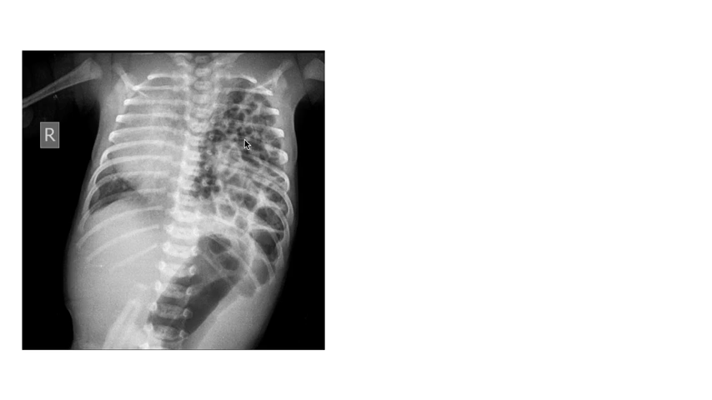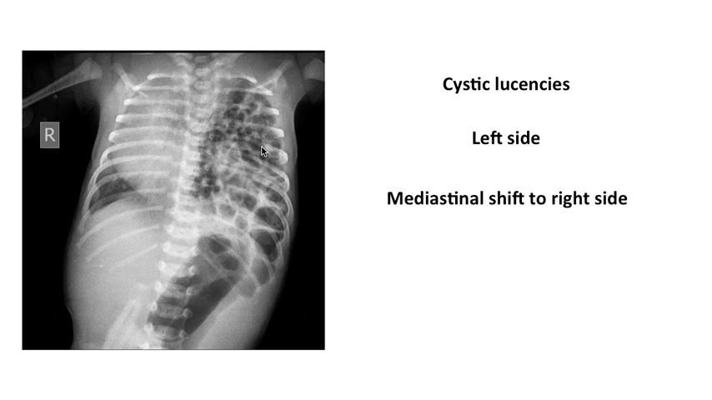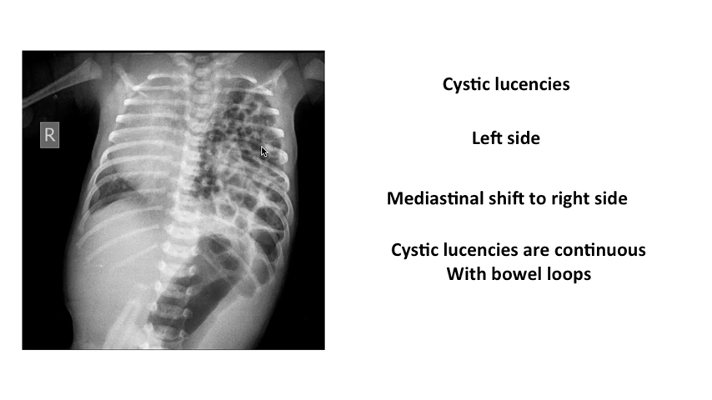So these are cystic in nature, right? So cystic lucencies, multiple cystic lucencies. So multiple cystic hyperlucent lesions on the left side occupying the complete left hemithorax and with shift of mediastinum to the right side. And these cystic lucencies, if you see, they are continuous with the bowel loops. So these are nothing but the bowel loops which have herniated into the left hemithorax. So this is nothing but diaphragmatic hernia. Obviously, when it occurs in a neonate, we call it congenital diaphragmatic hernia.